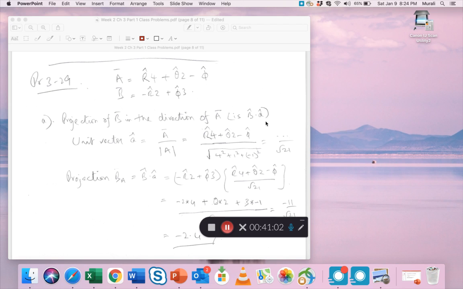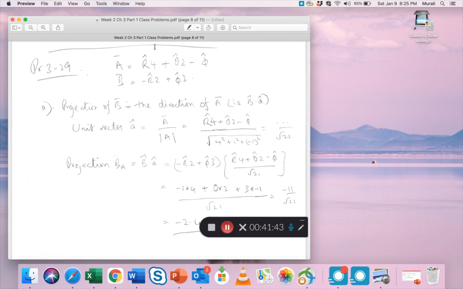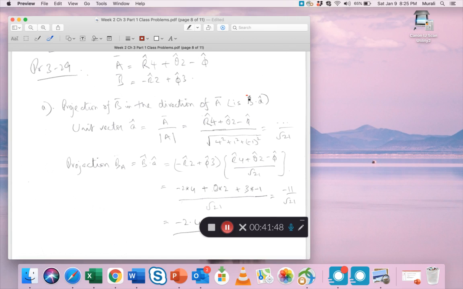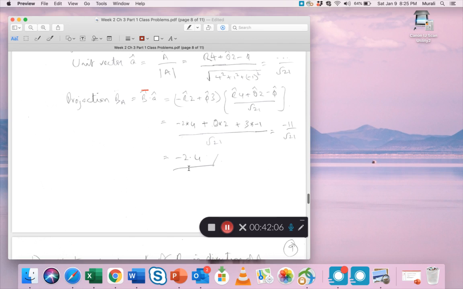So projection means just a scalar product, right? To find that, you use this formula, b into a hat. So unit vector a is this, divided by root 21. Projection of b on a is this. Actually, this is not a hat, it's just B. I should not put a hat there. Just remember that. This is also not a hat; it's a straight line, not a hat, and similarly it's a straight line. I hope that removes the confusion. So you do the product of this times a hat, and you end up with a scalar quantity, minus 2.4.